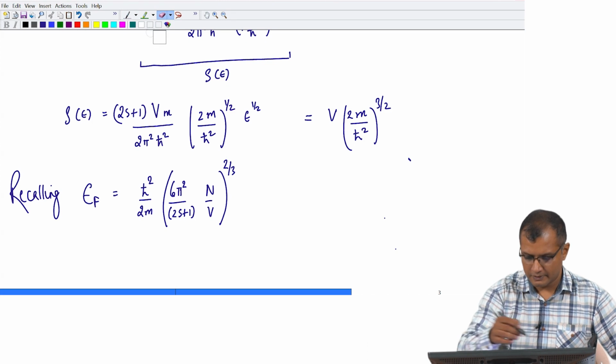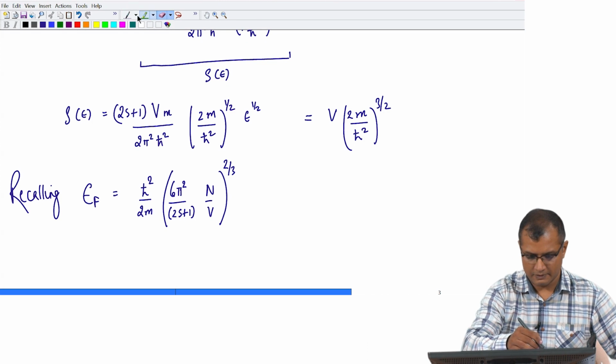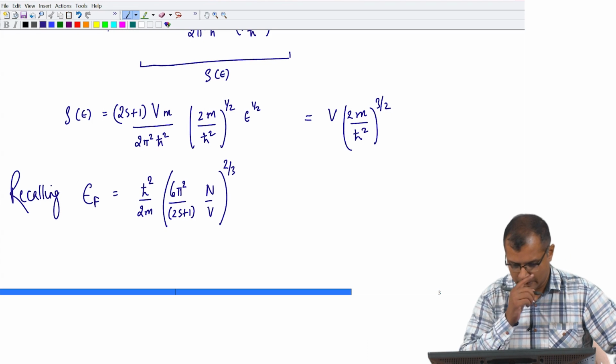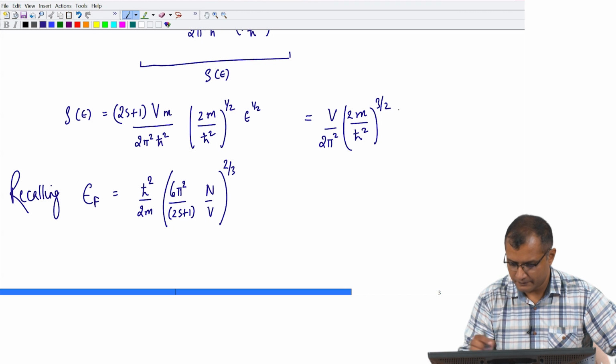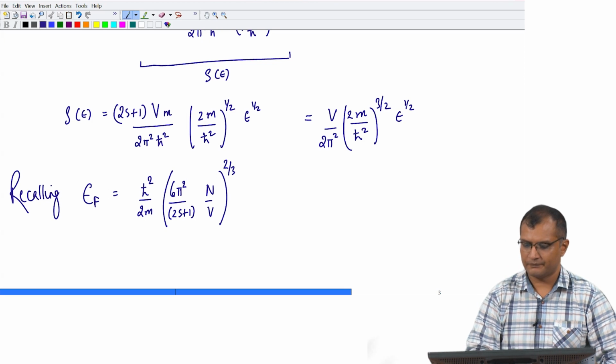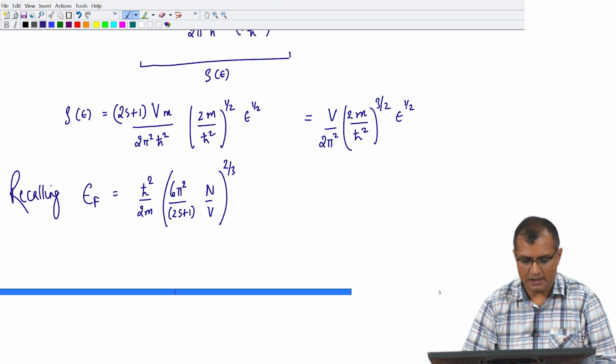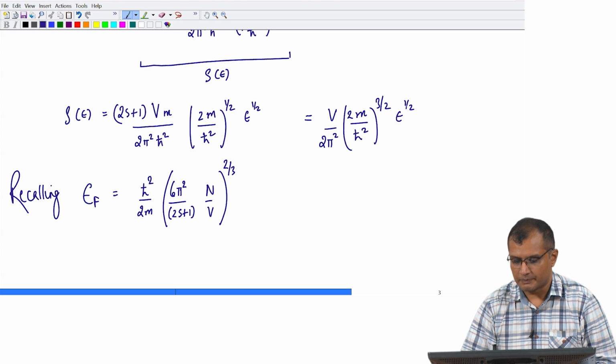and divided by 2 pi square into E raised to 1 half, because there is an m by h cut square also, which I have taken inside the square root. So, it has become raised to 3 half.